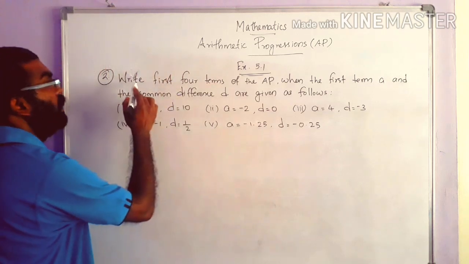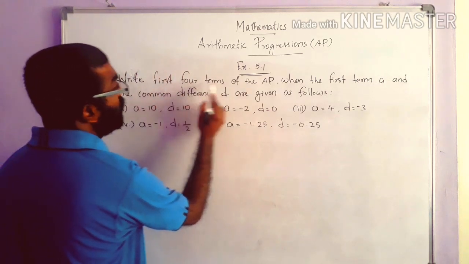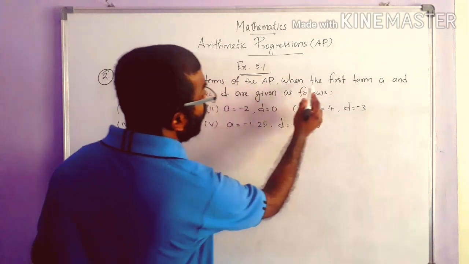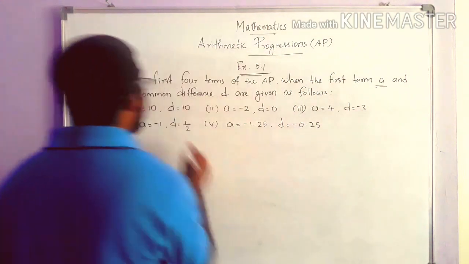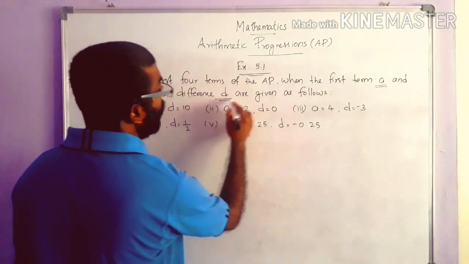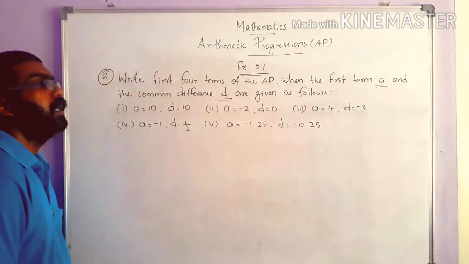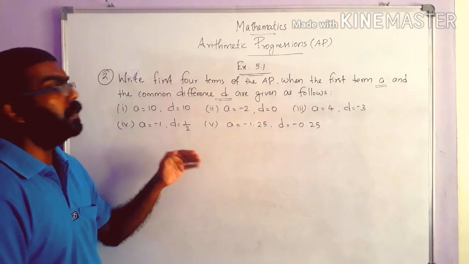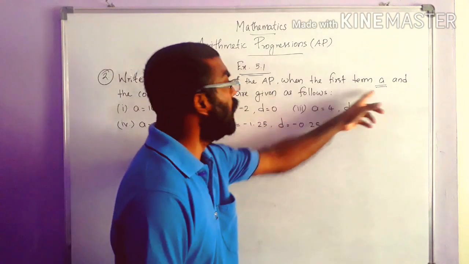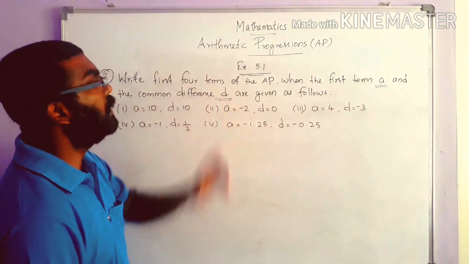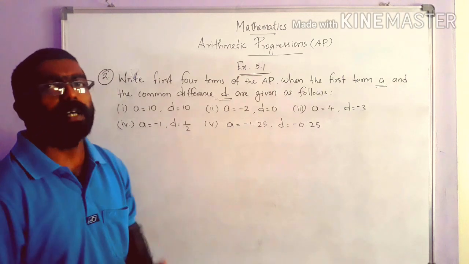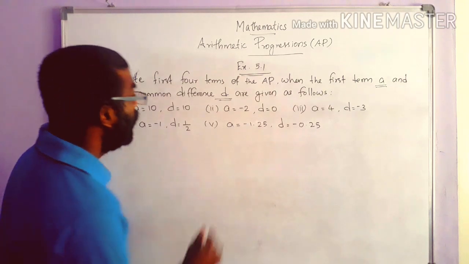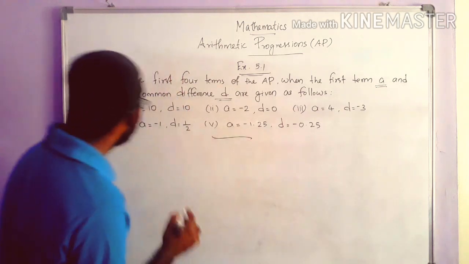The question is, write first 4 terms of the AP when the first term A and the common difference D are given as follows. Here in each question, the first term A and the common difference D are given. We have to write the first 4 terms. It's a very simple question.